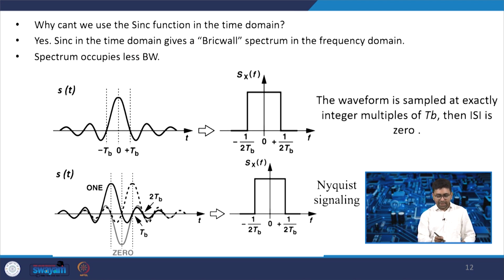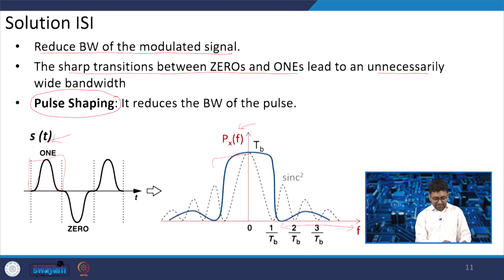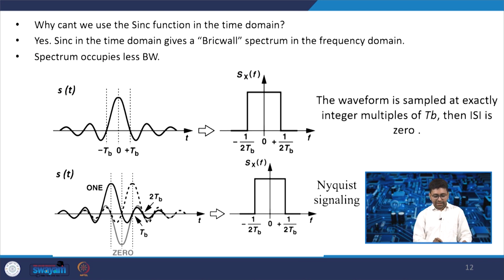Why can't we use the sinc function in the time domain? Yes, we can use a sinc. This function is nothing but a sinc function. Sinc in the time domain gives a brick wall spectrum in the frequency domain. So, if you make a sinc function in the time domain, you will have a very sharp response in the frequency domain, and if all 1s and 0s are transferred in the sinc fashion, and the waveform is sampled at exactly integer multiples of T_B, then you will have 0 ISI.